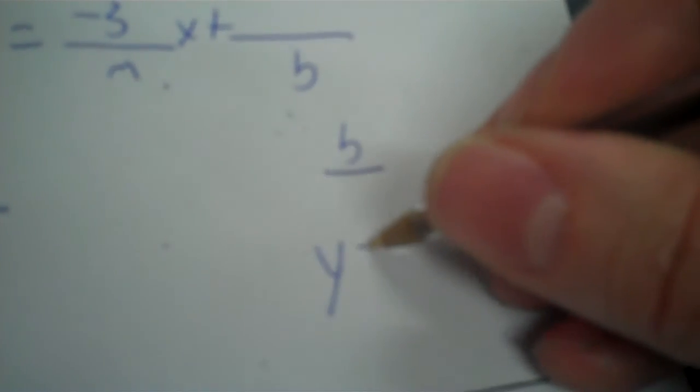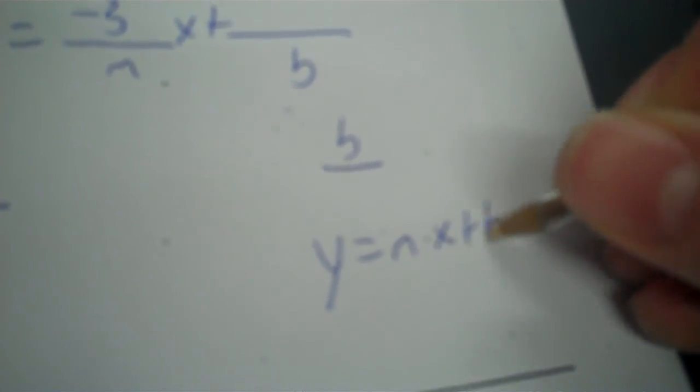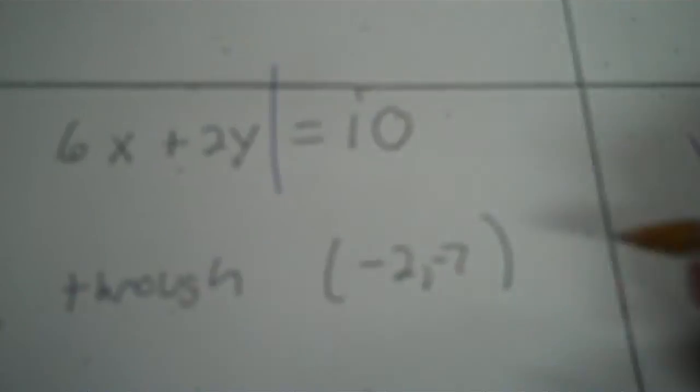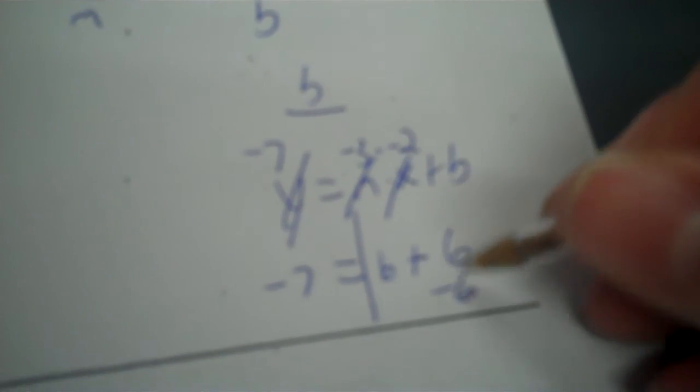Then b, y equals m times x plus b. So the m is the negative 3. Then negative 7 goes in for y, negative 2 in for x, and we're in like Flint. So b plus negative 3 times negative 2 is 6, minus the 6. Negative 7 minus 6 is negative 13. Okay. So I think on all the assignment problems, the y is by itself, so you won't have to worry about having to rearrange.